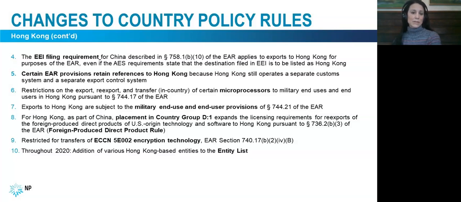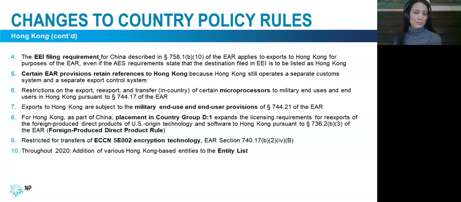Now, even though 744.21 talks about China, Russia, Venezuela, and we've all, right, for many years have not viewed Hong Kong as being part of that. We read China in the EAR. I think most of us have just excluded Hong Kong. You just have to remember these restrictions now also apply to Hong Kong. As I said earlier, Hong Kong is now also in country group D1.